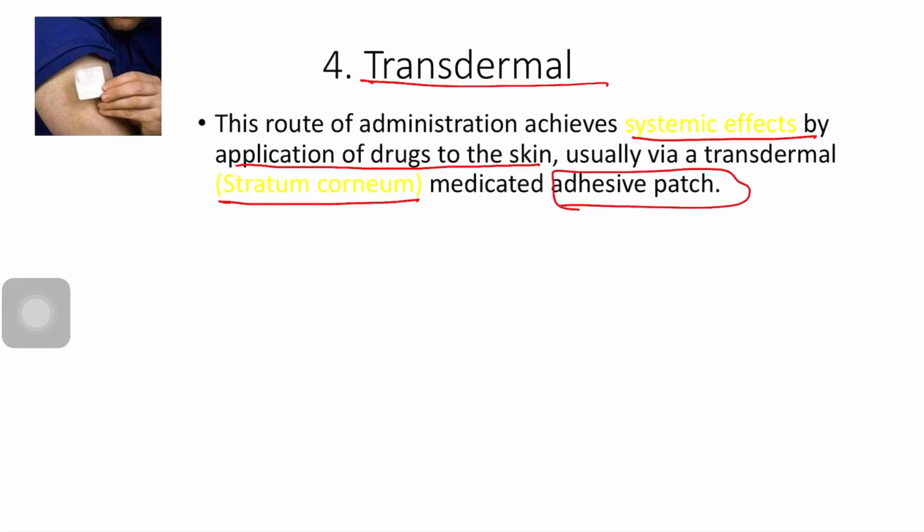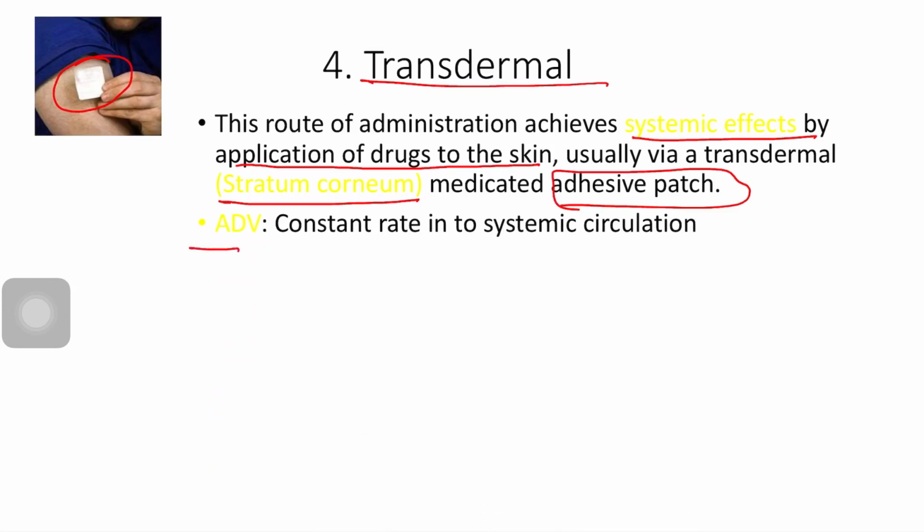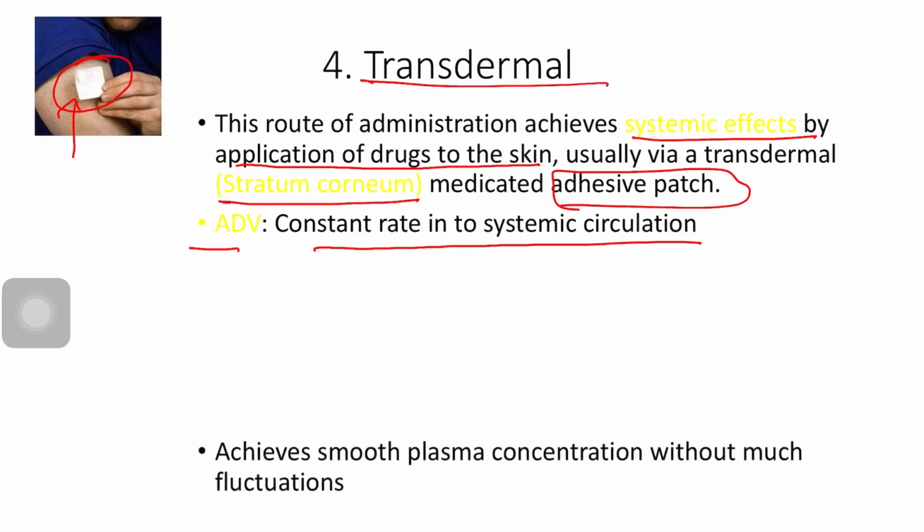As this figure suggests, it's a transdermal patch, a patch-like structure or a sticker which needs to be applied on the skin, and through the skin the drug gets absorbed. So what are the advantages of this kind of route? A constant rate into the systemic circulation. The drug released from this sticker or patch gets absorbed through the skin and remains in the system for a longer time. And secondly, a constant rate at which the drug is being delivered.